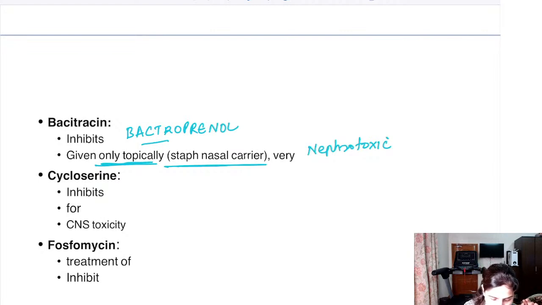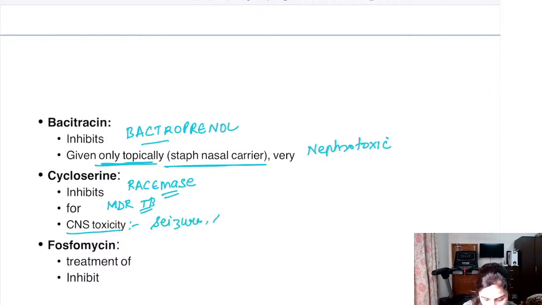Cycloserine we have done. That inhibits the enzyme racemase, right? And it is given for MDR tuberculosis, multi-drug resistant tuberculosis. It has a tendency to cause CNS toxicity, which can be in the form of seizures. Even patients can develop suicide tendency with this drug. Headaches and all that is there, but the more grave ones are seizures and suicide tendency.